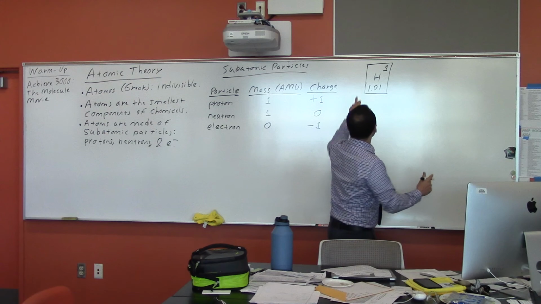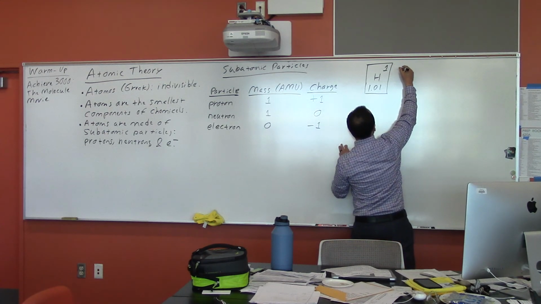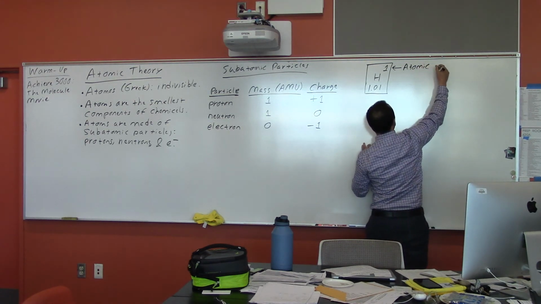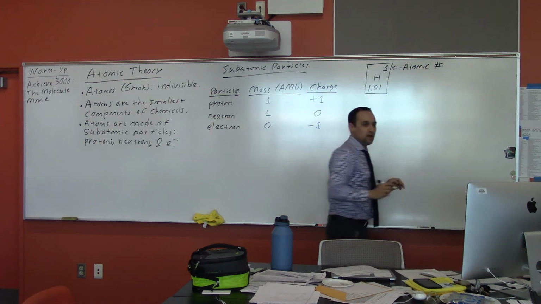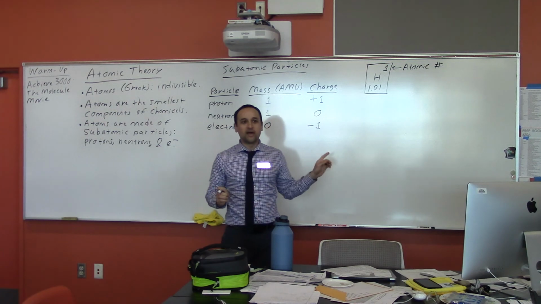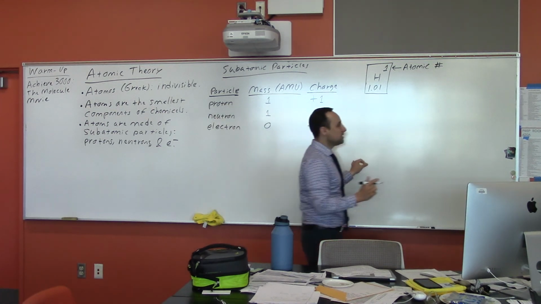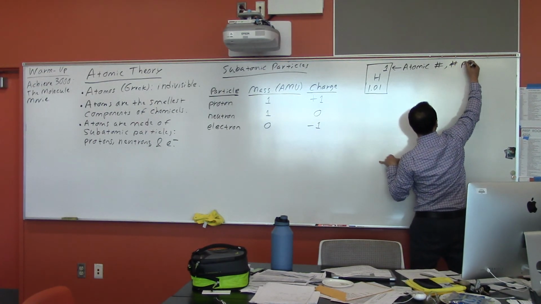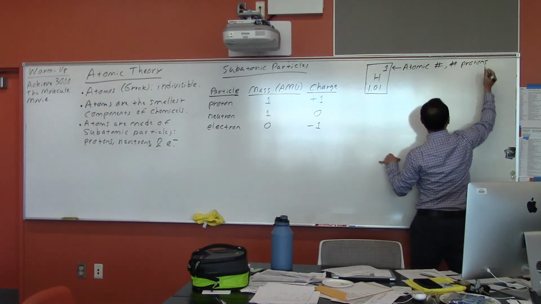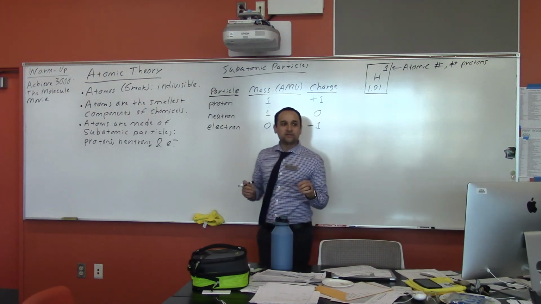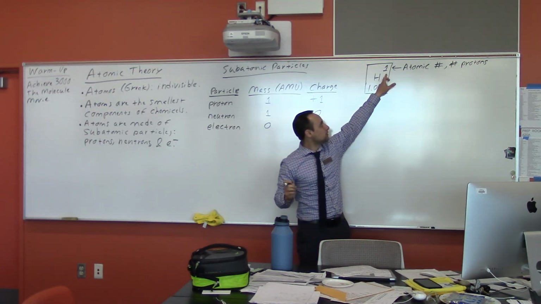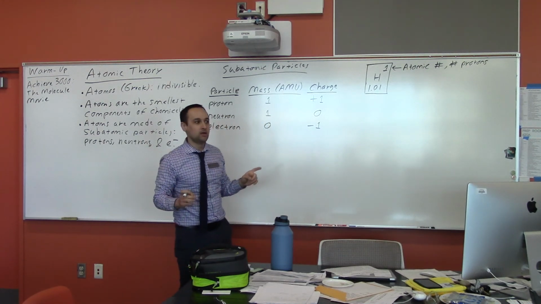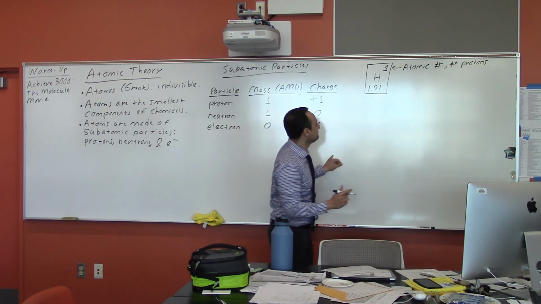So, this number here is the atomic number. Okay? Atomic number. And that's the number of protons. So the atomic number is the number of protons. So hydrogen has how many protons? 1. 1 proton per hydrogen atom. Okay? 1 proton per hydrogen atom.